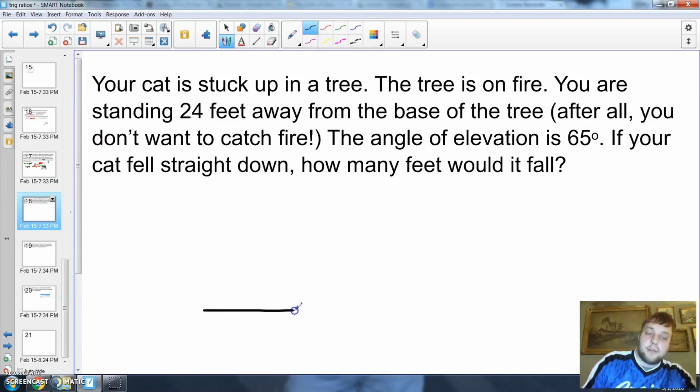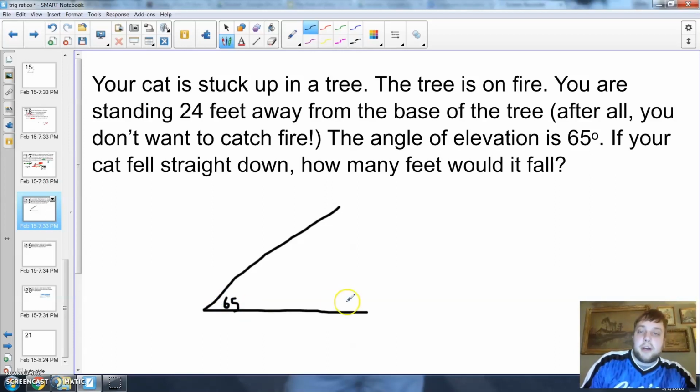The angle of elevation... Ooh, okay, alright, okay, hold on. I'm starting to read angle of elevation, so I'm going to draw my straight line. Angle of elevation goes up from that straight line. The angle of elevation is 65 degrees. If your cat fell straight down, how far would it fall?